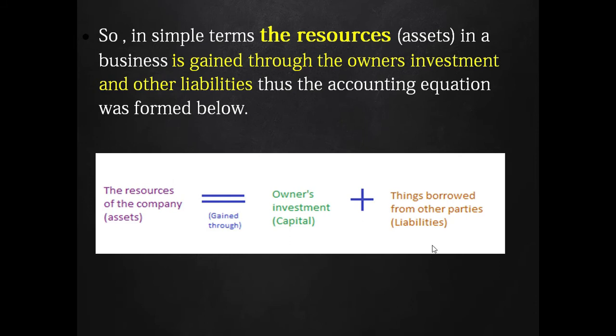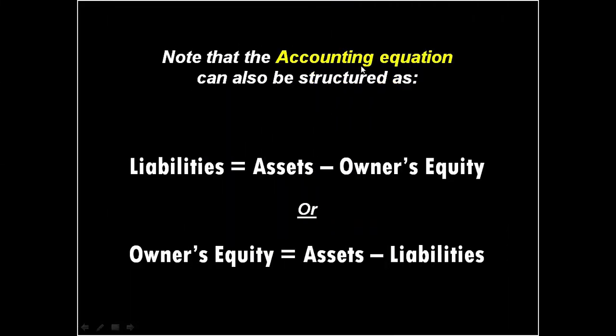Now look at the accounting equation. The resources of the company are called assets. The assets are gained through owners' investments. Owners can invest, and that is called capital, and the things borrowed from other parties are called liabilities. Okay? Note that the accounting equation can also be structured as follows. If you want to find the liabilities, you can subtract the owner's equity from assets, or if you want to find the owner's equity, you can subtract the liabilities from assets.